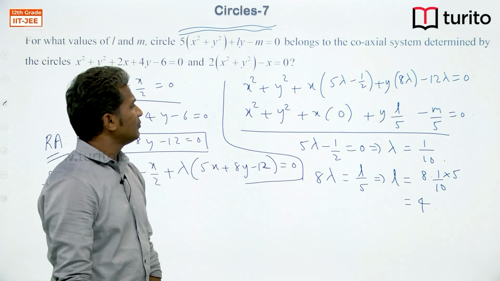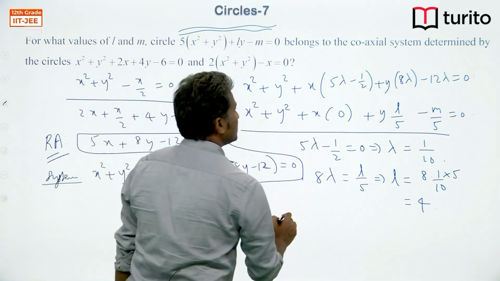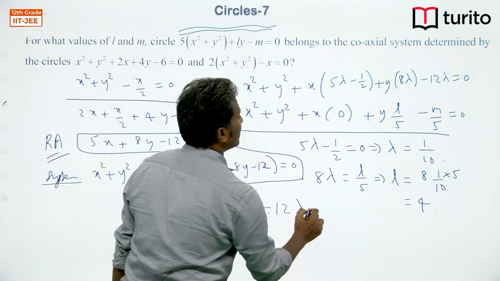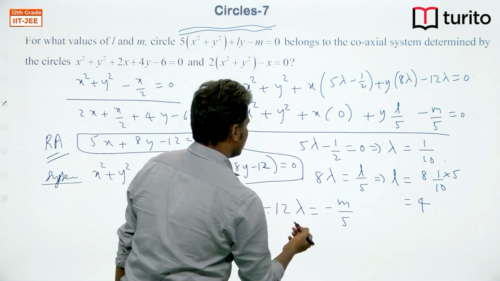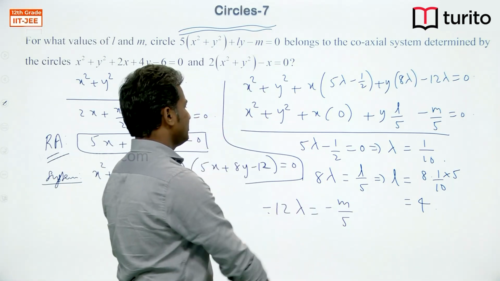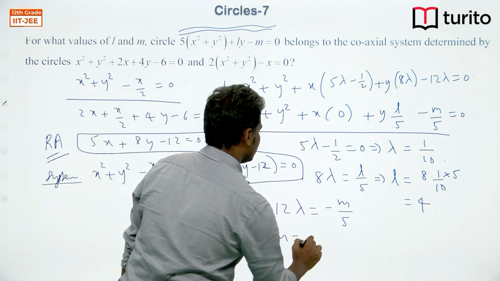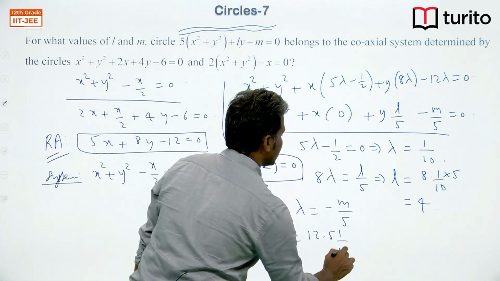Now in similar lines, I can also get M. When I compare the constant term, minus 12 lambda equals minus M by pi. So from here I can get M directly. M is equal to 12 into pi into lambda, which is 1 by 10.